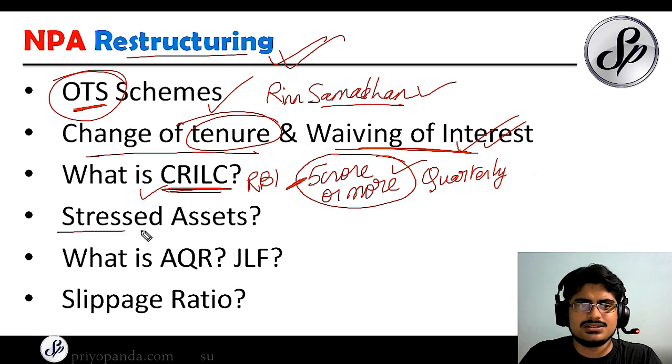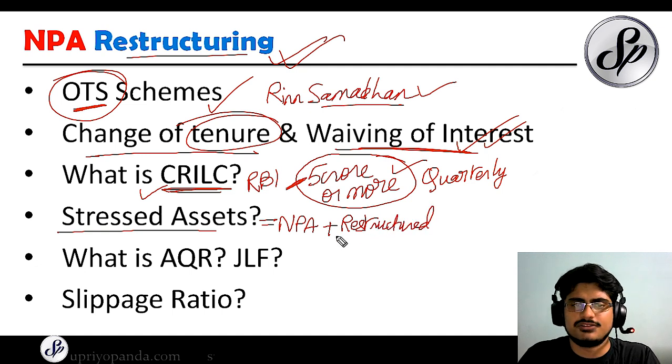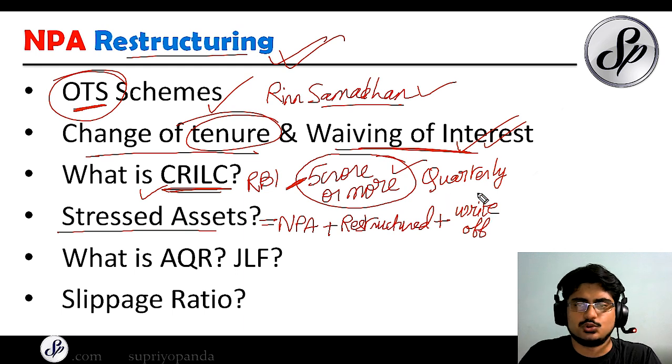And what are the stressed assets? Basically, they are a summation of all the NPAs that you have in the bank, then all the restructured accounts. If you have restructured any kind of loans, you have to include them over here, and then the summation of the write-off amounts. All the loans which have been written off are also summed. All these three things summed together are called the stressed assets.